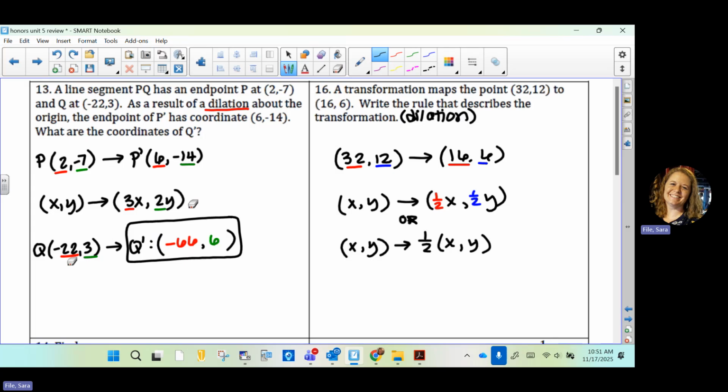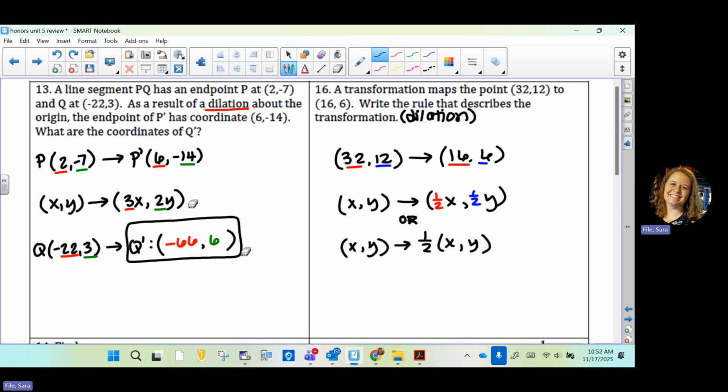So we have the pre-image. We apply our rule. So we multiply -22 times 3 and get -66. And we multiply our Y, 3, by 2. 3 times 2 is 6. So Q prime ends up at -66, 6.